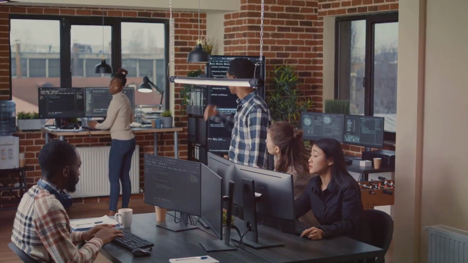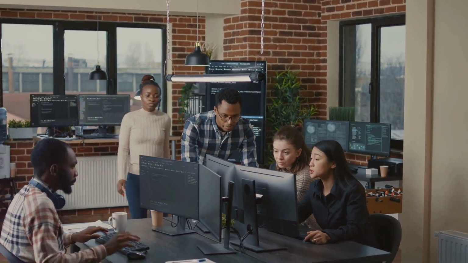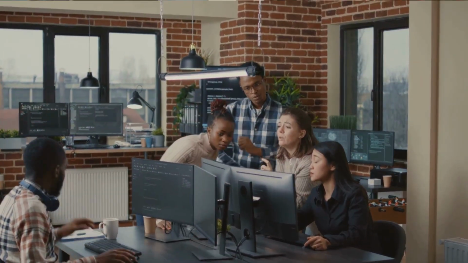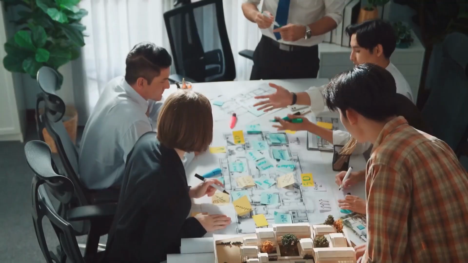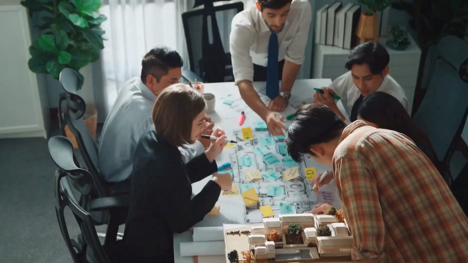PDLC is used in software, hardware, consumer goods, tech startups, and even large enterprise environments. Understanding the PDLC helps organizations turn creative ideas into real, valuable solutions.